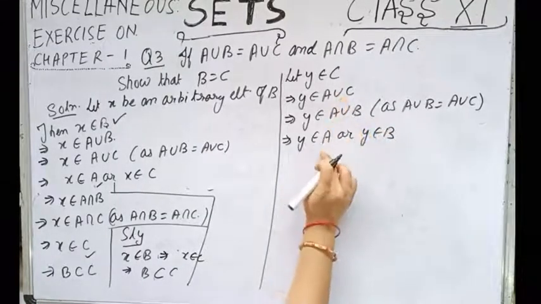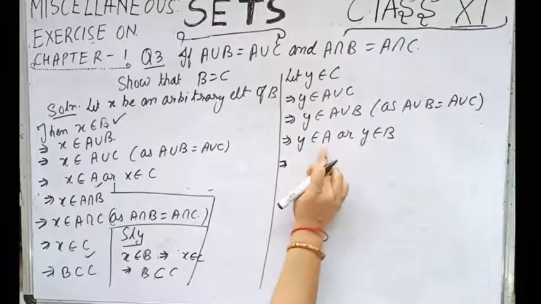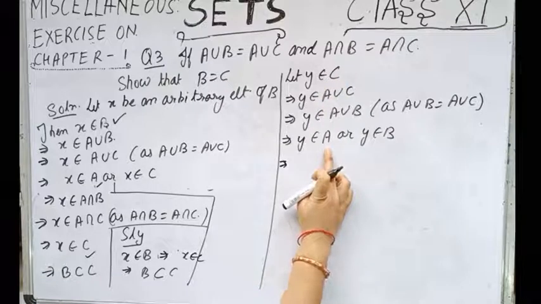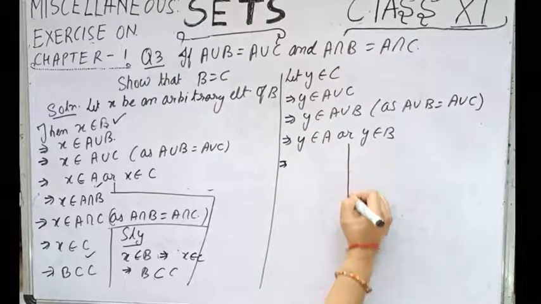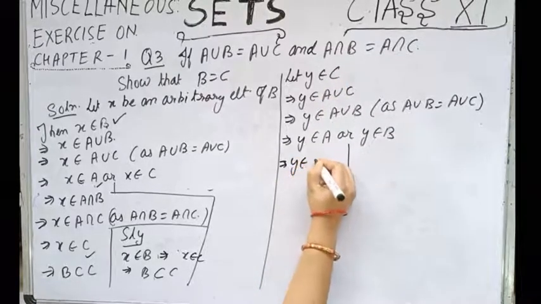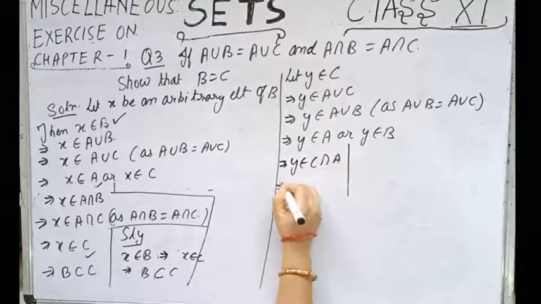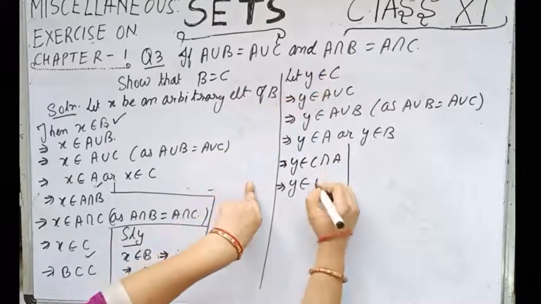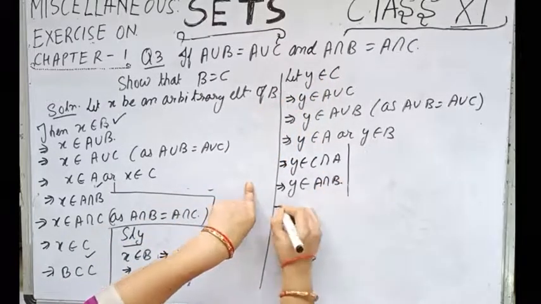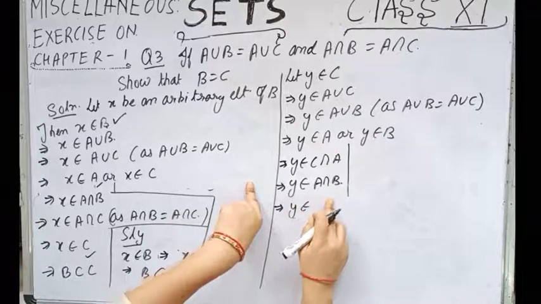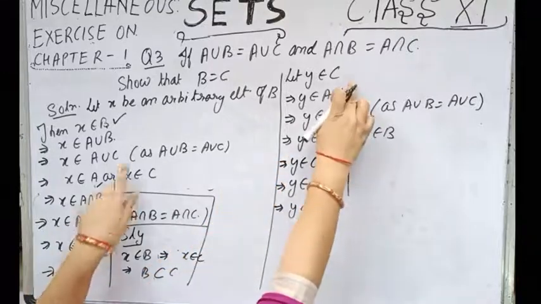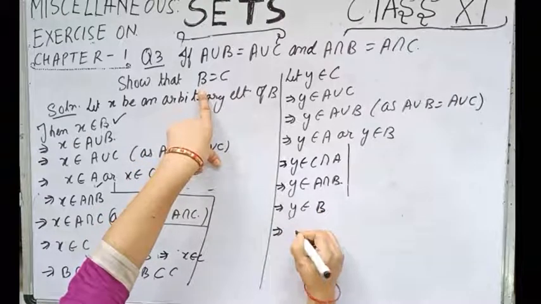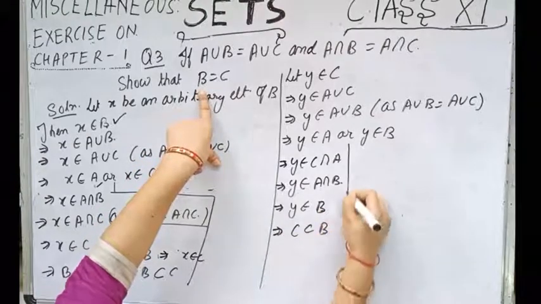Now y belongs to A. Here we have two conditions, y belongs to A or y belongs to B. So we started with y belongs to C, we got y belongs to A. So over here this implies y belongs to C intersection A. This implies y belongs to C intersection A, which is A intersection B. This implies y belongs to what we want? Sorry, B. So y belongs to B. So this implies C is the subset of B.